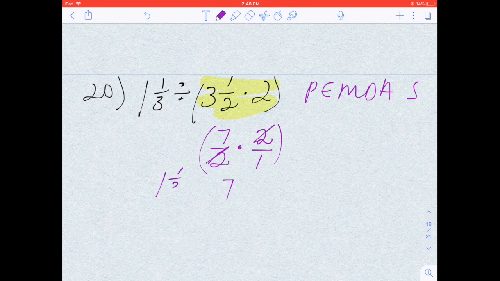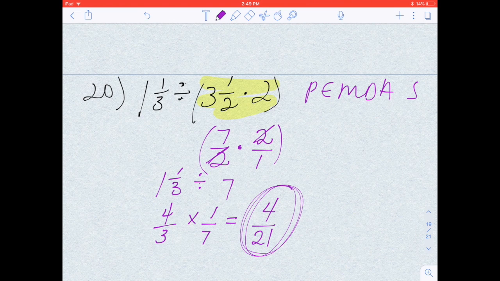Then I have 1 1/3 divided by 7, which just looks happy. So remember, when I divide by a fraction, I multiply by the reciprocal. I'm going to make that 1 1/3 into an improper fraction to begin with. Multiply by the reciprocal of 7, which is 1/7. I can't simplify before I multiply, so I just go ahead and multiply through, and that gives me 4/21. Whew. Okay, and that is your last problem on this practice test.